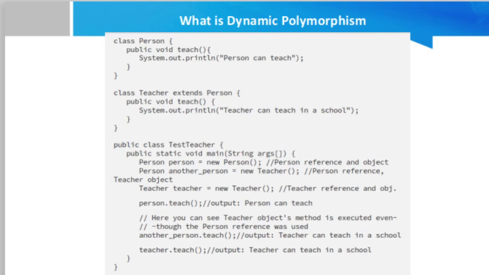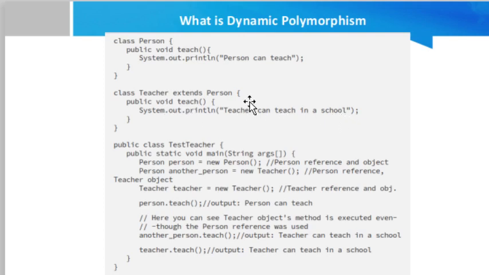So let's take an example of dynamic polymorphism. This is a class Person, having a method teach: public void teach, with System.out.println "Person can teach". A parent class Person having a method teach. Next, class Teacher, which extends the Person class. That means it is inherited from the Person class. It has the same method, public void teach. Then System.out.println "Teacher can teach in a school".